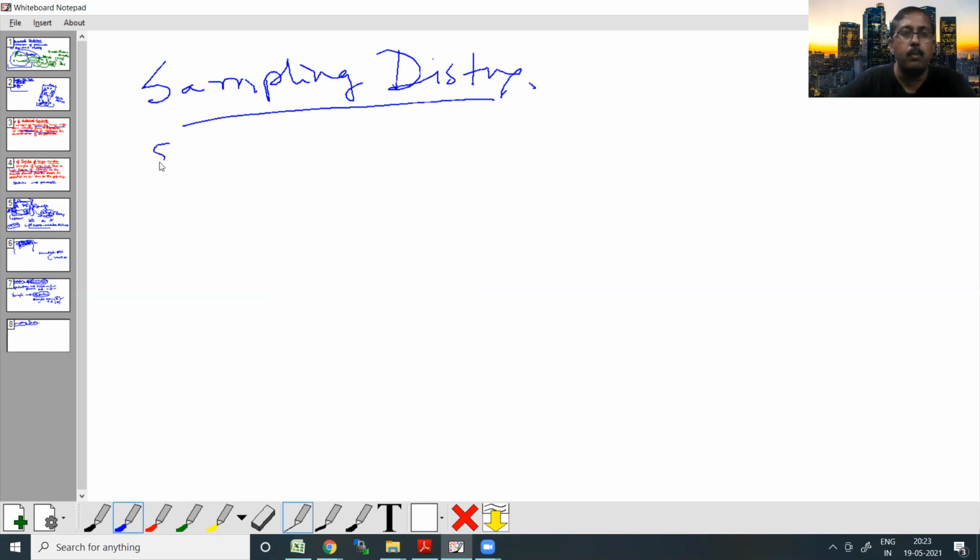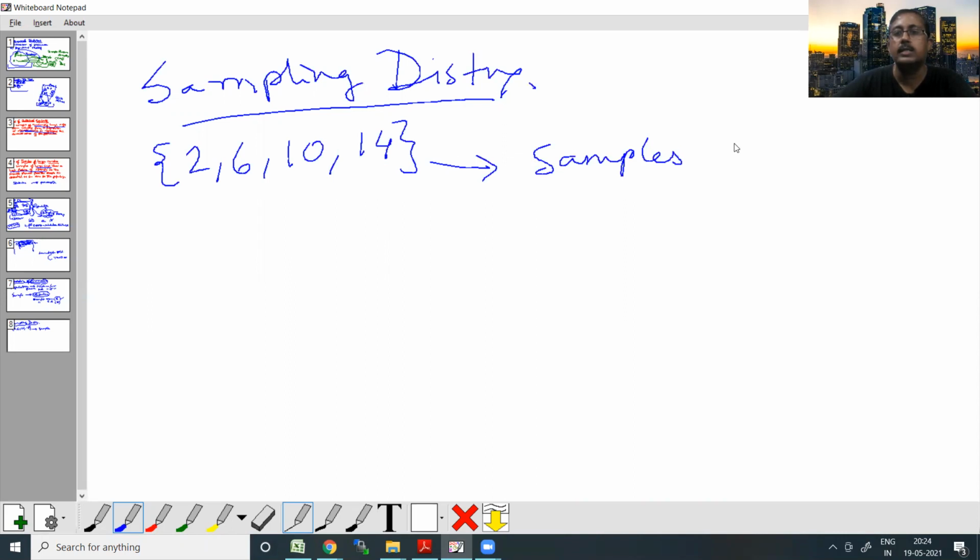So let's look at a population. Say I have a population, say 2, 6, 10, 14. These are the 4 units I have as a part of the population. And I draw samples of size 2, different samples of size 2. What I use here is simple random sampling without replacement. So once I pick it up, I will not give it back.